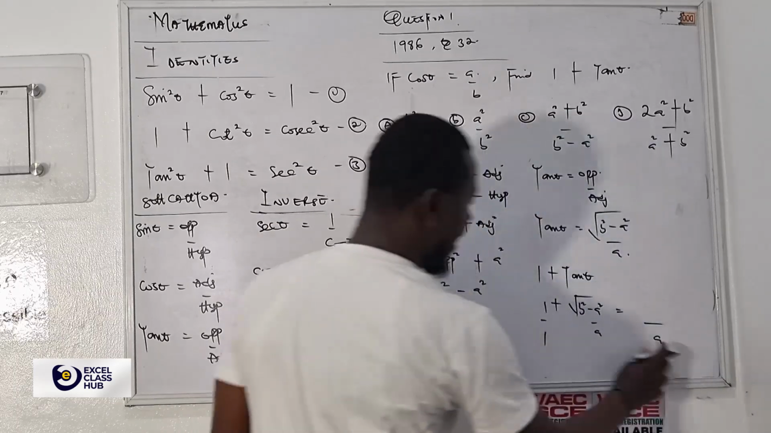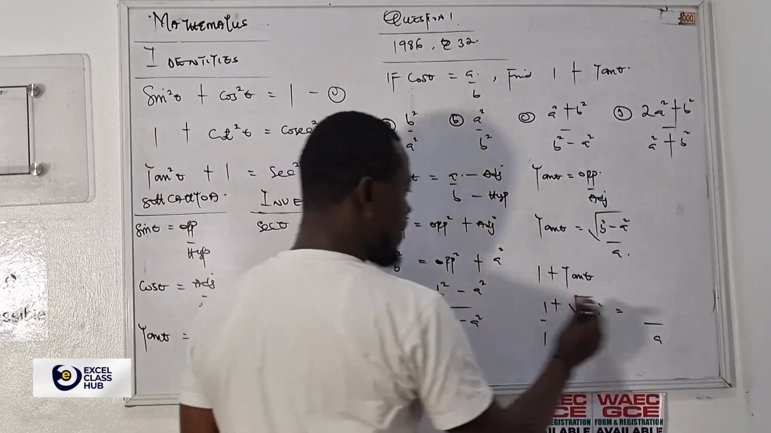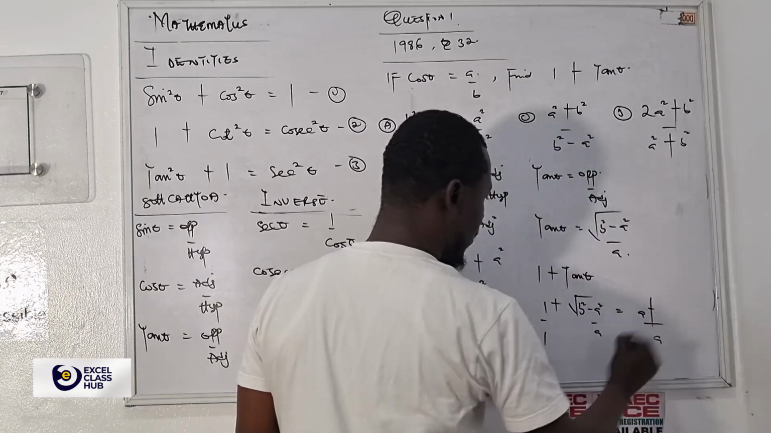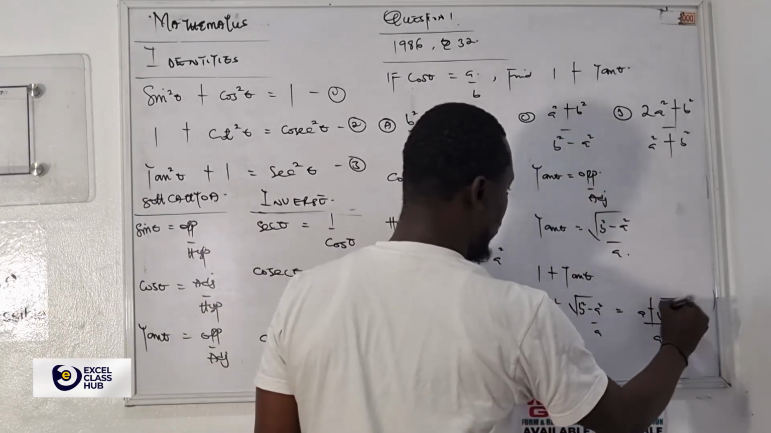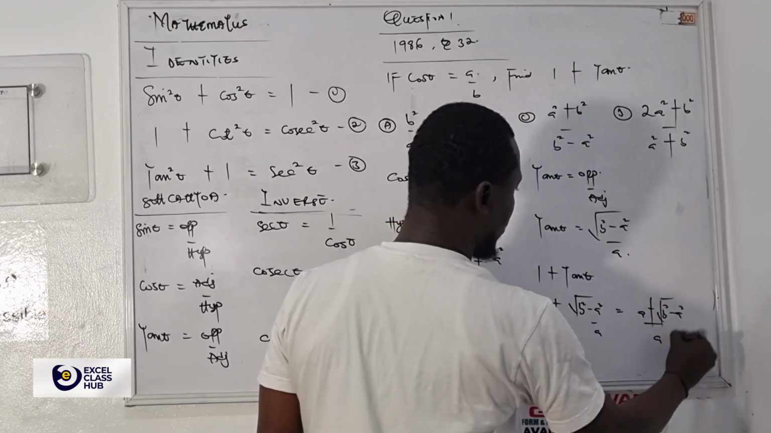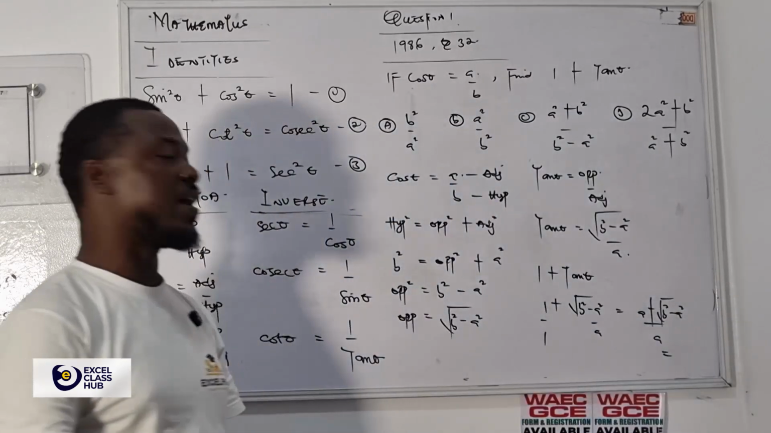A over A divided by 1 is what? A. Times A will be what? A plus A divided by A is what? 1. Times all the upper one will give you what? B squared minus what? A squared. Which is your final answer.